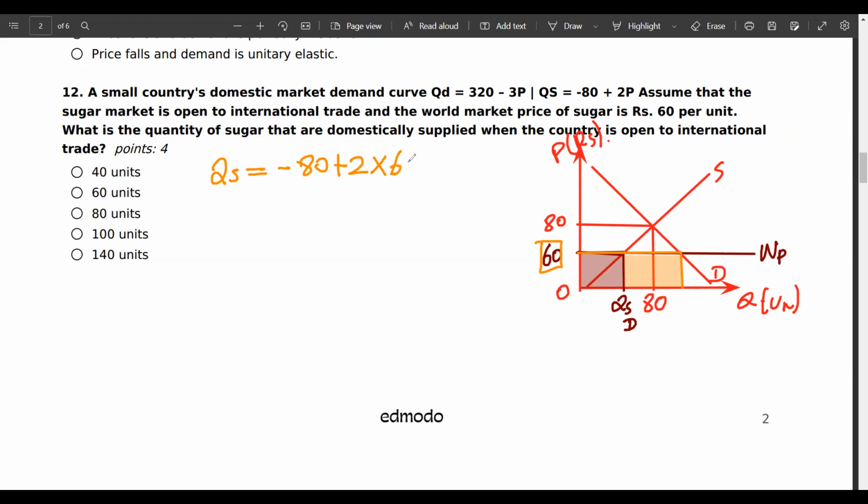So 60. Then what is the supply supposed to be? Minus 80 plus 120. So supply at 60 rupees will be 40 units. 40 units. So the answer is the first one, 40 units.